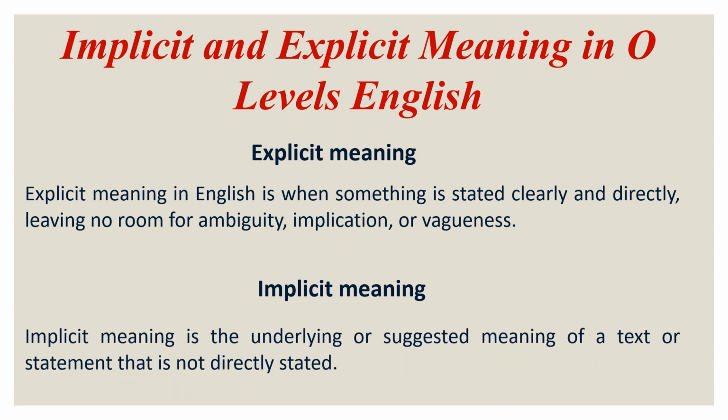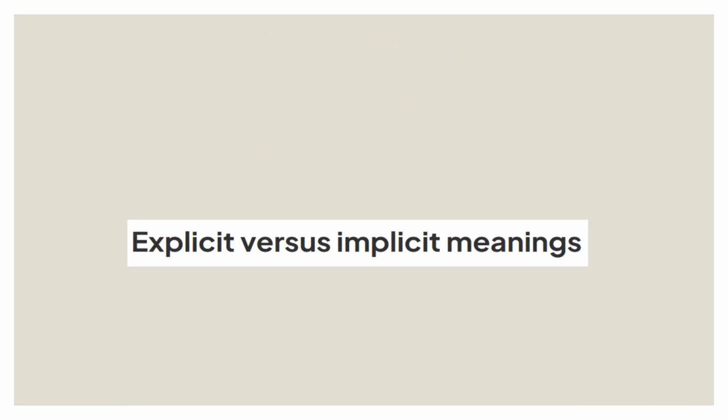Now, implicit meaning questions are actually about meanings which are not directly stated. They are underlying or suggested meanings which we have to find out by reading the text deeply.